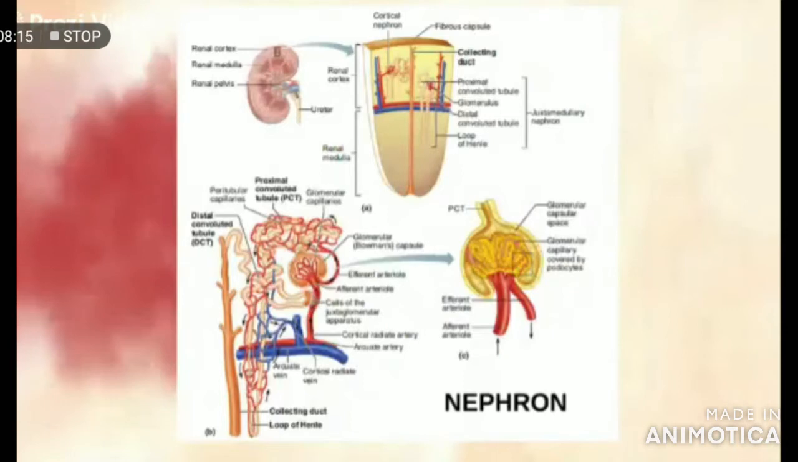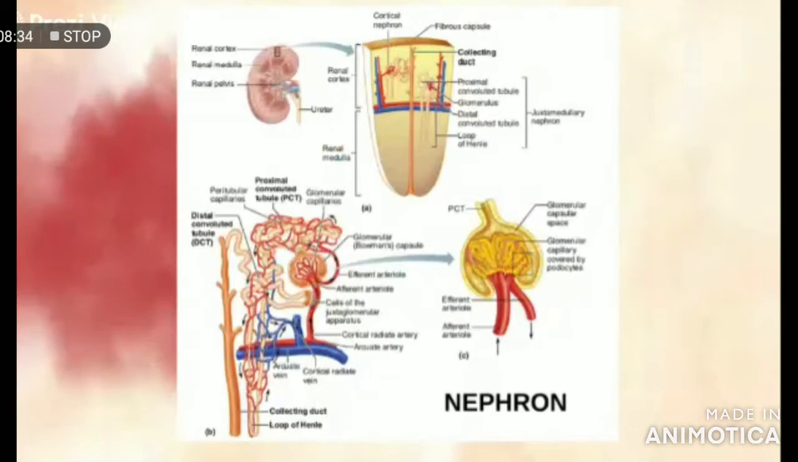The collecting ducts, each of which receives urine from many nephrons, run downward through the medullary pyramids, giving the pyramids a striped appearance. They deliver the final urine product into the calyces and renal pelvis.